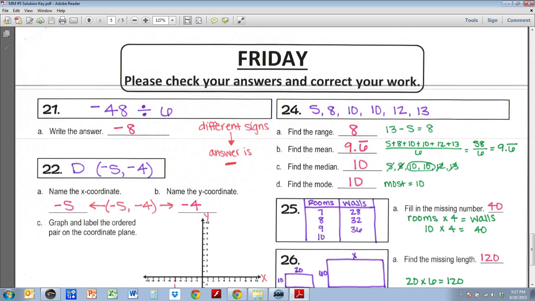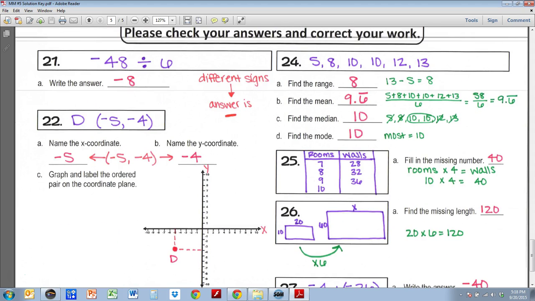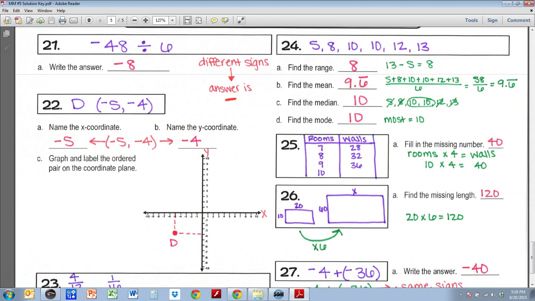So number 21 says negative 48 divided by 6. All of you should have looked at your integer notes that should be on the first few pages in your journal. And we have a negative divided by a positive, which is going to give us negative. And of course, 48 divided by 6 is 8. We put here different signs. The answer is negative.